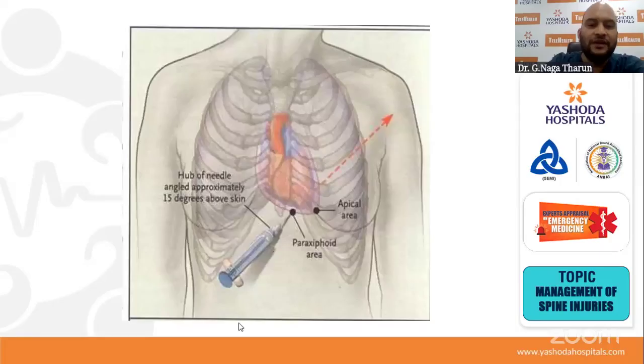And this is the site where the pericardiocentesis is done. The apical junction and paraxiphoid area, with the needle angled approximately 15 degrees above the skin, under ultrasound.